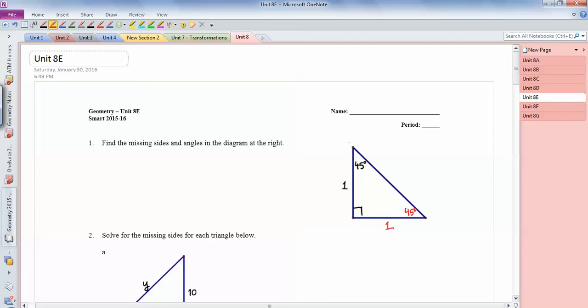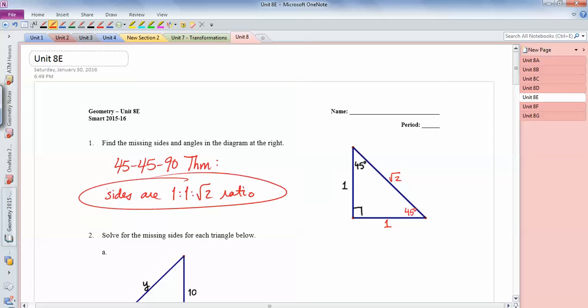And then if you do Pythag, 1 squared plus 1 squared equals c squared, you end up with root 2 for that side. And really, I strongly suggest that you memorize that triangle right there. The 1, 1, root 2, 45, 45, 90 triangle. In fact, it's called the 45, 45, 90 theorem. That's if you have this triangle, the sides are in a 1 to 1 to root 2 ratio. Okay, that's how common it gets used.